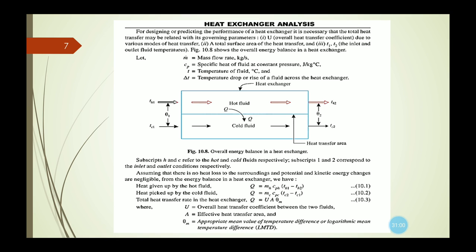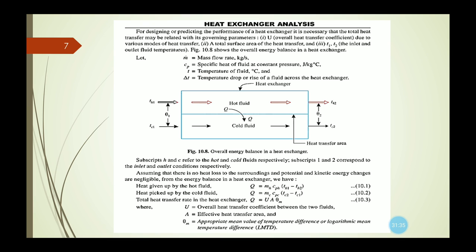So the m dot, that is mass flow rate, Cp, small t and delta t, these are the things that we have considered here. Now the subscripts small h and c refer to the hot and cold fluid respectively, and subscripts 1 and 2 correspond to the inlet and outlet conditions respectively, which can be seen in this diagram: Th1, Tc1 or Th2, Tc2. So Th1 means the hot fluid inlet and Tc2 means the cold fluid outlet. So like this.